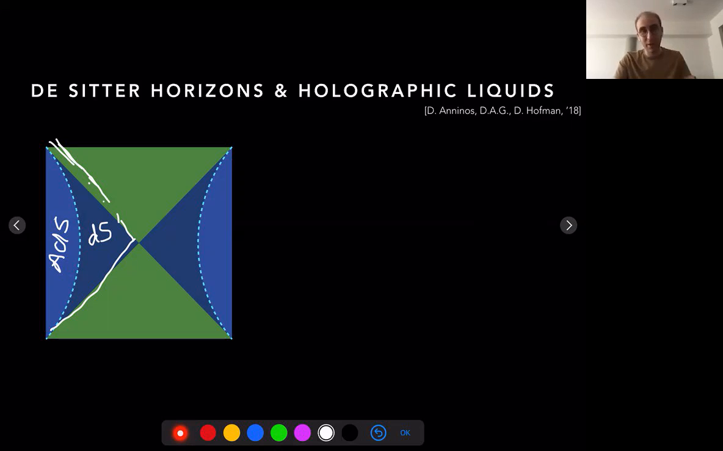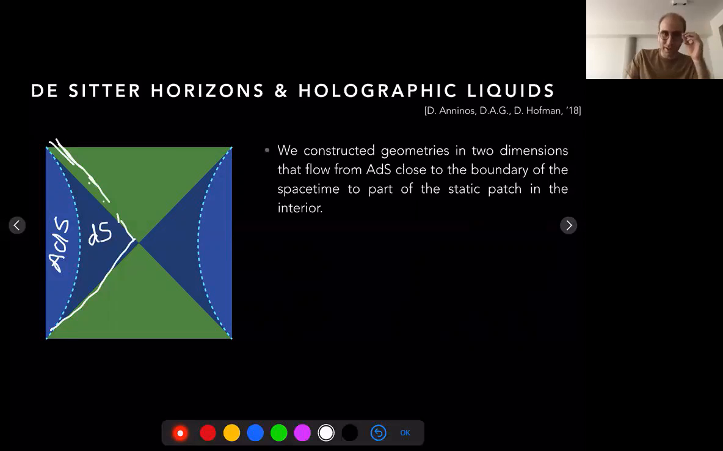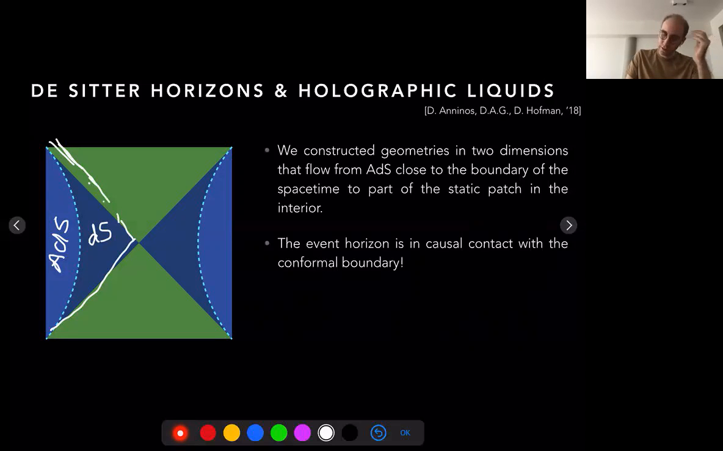It has a different behavior in the IR, and we can start playing with it as we do in ADS CFT. In holography, we can start putting different probes to try to understand the CENTAUR horizon. That's what we did with Dio and Diego in a paper at the end of 2018. And as opposed to the diagrams that I was showing in the previous slides, now the CENTAUR horizon is in causal contact with the boundary.